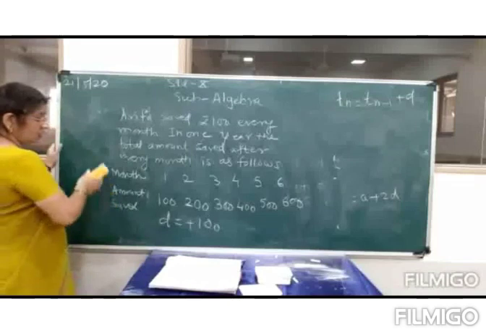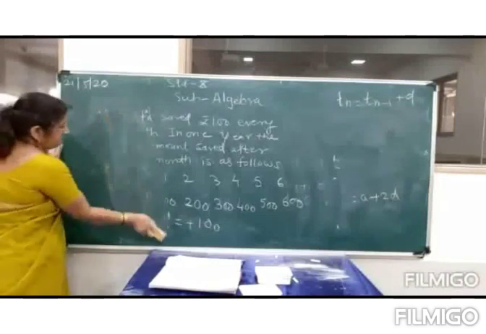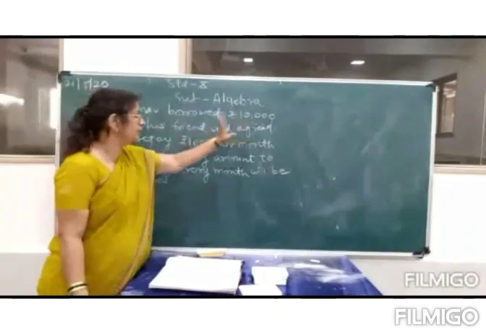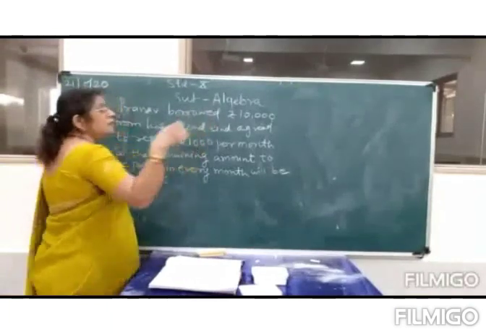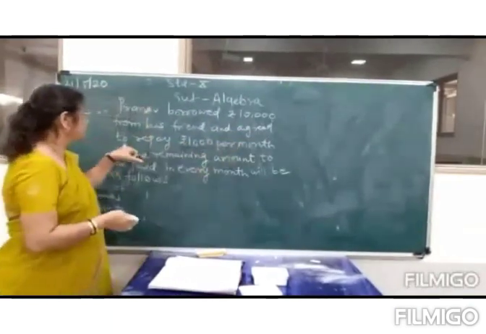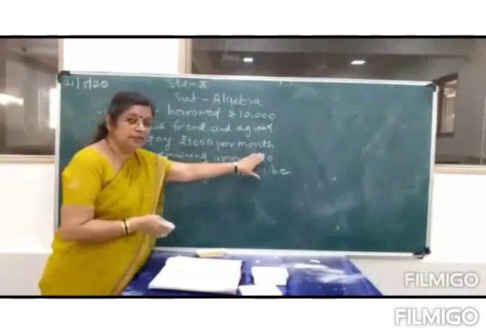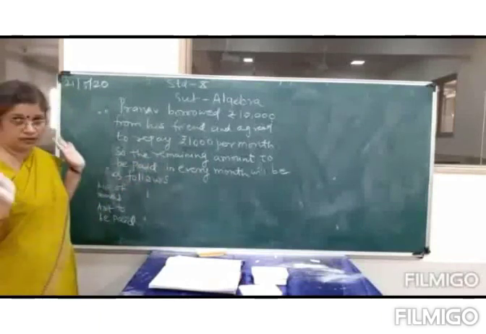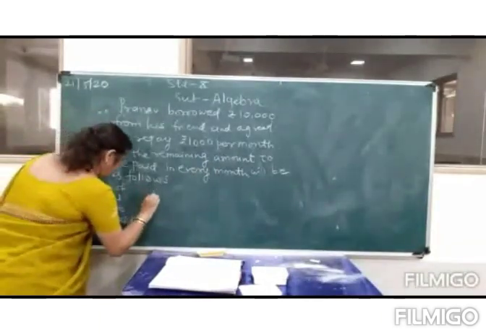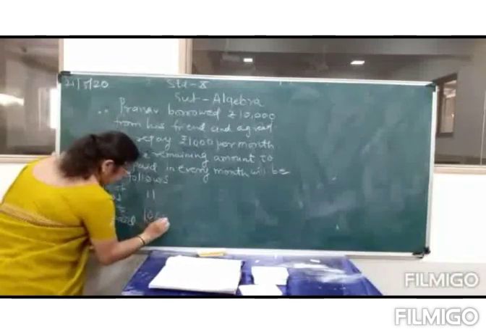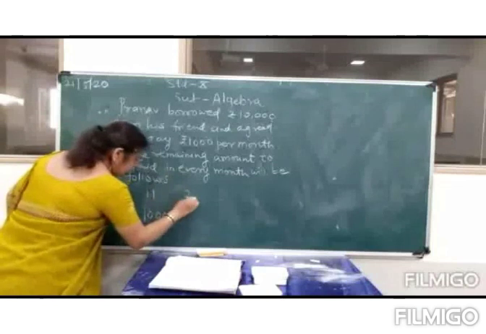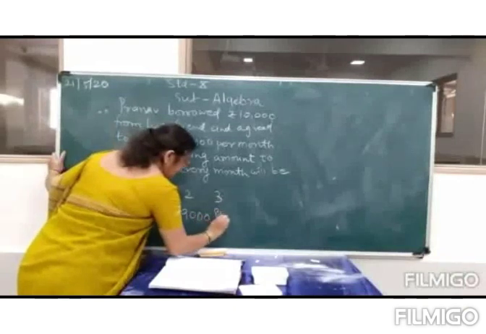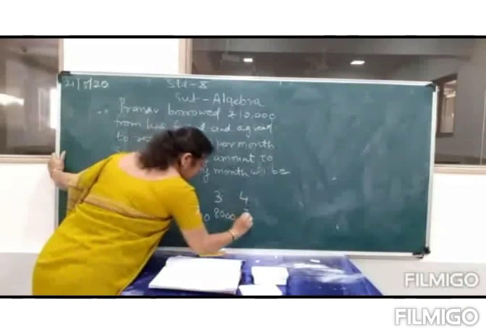Now we will go for the next example. Pranav borrowed rupees 10,000 from his friend, for example Arnav, and agreed to repay rupees 1,000 per month. So the remaining amount to be paid every month will be as follows. Now first I will write here, first month 10,000 he is having, correct, he has borrowed. Second 9,000. Third 8,000. Fourth 7,000.